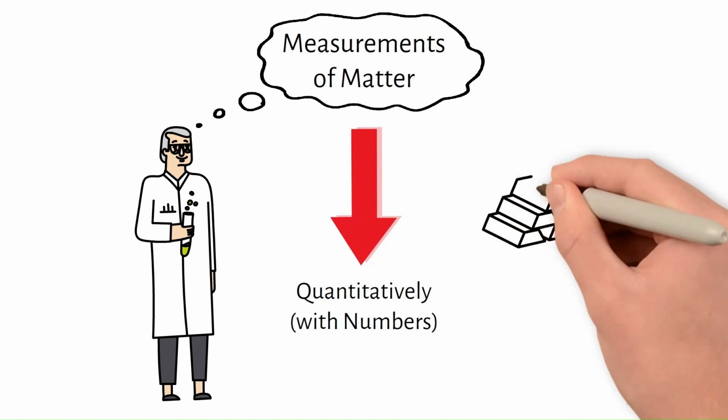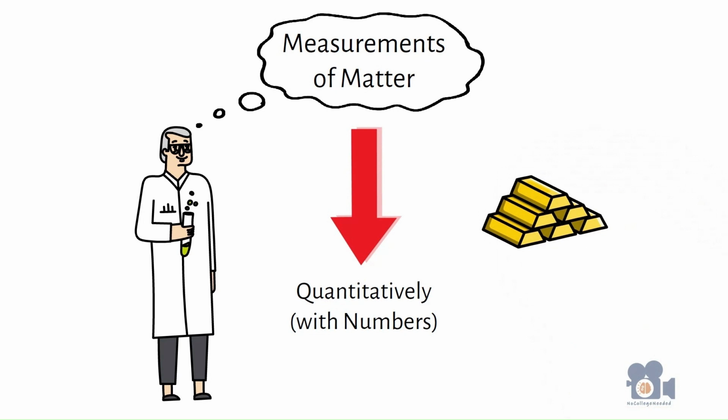For example, the weight measurement of a stack of gold to be 20 doesn't tell you very much about it. Is it 20 ounces, pounds, kilograms, or tons? There's a huge difference in those units.